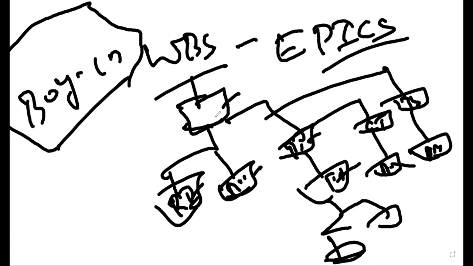So how are we able to differentiate each and every piece within the hierarchical structure? How are we able to differentiate each and every component in the same hierarchical structure? By giving the ID for each and every WBS component, right?